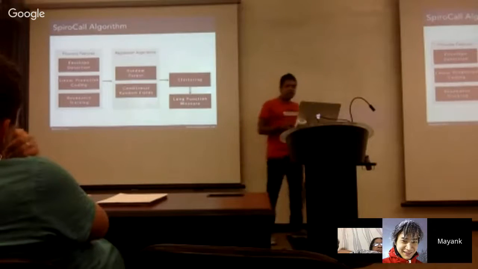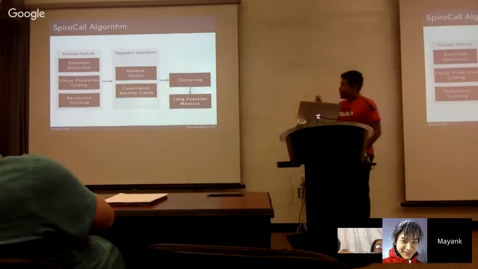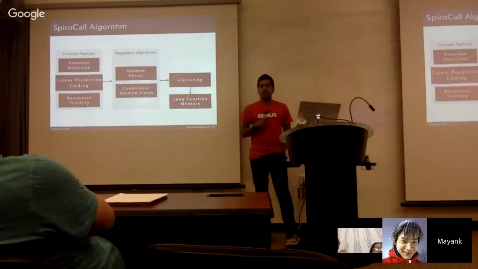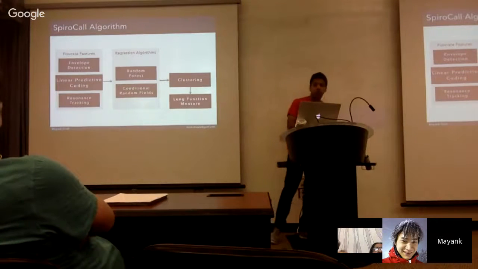So I made some changes to the regression algorithms to counter for the noise. I'm not going into that detail here. But I also increased the weights of the linear predictive coding based features because those features remained preserved. They were preserved more as compared to the other set of features that we had.